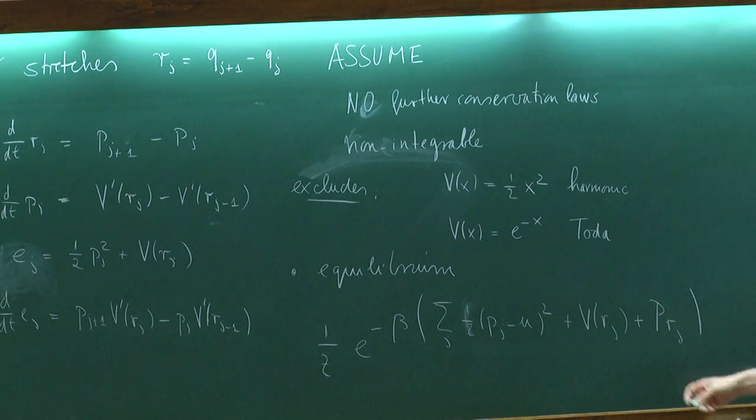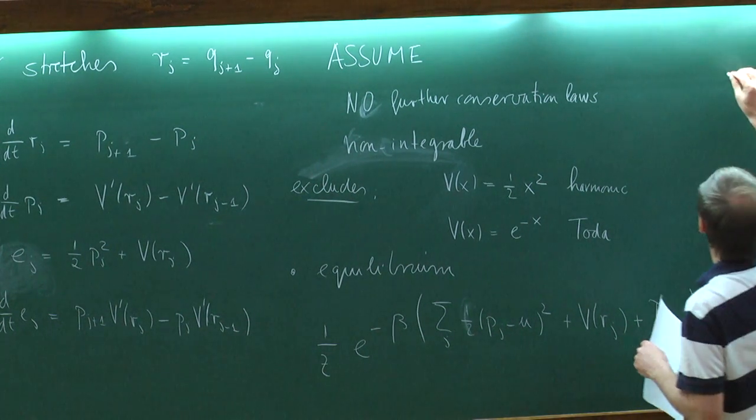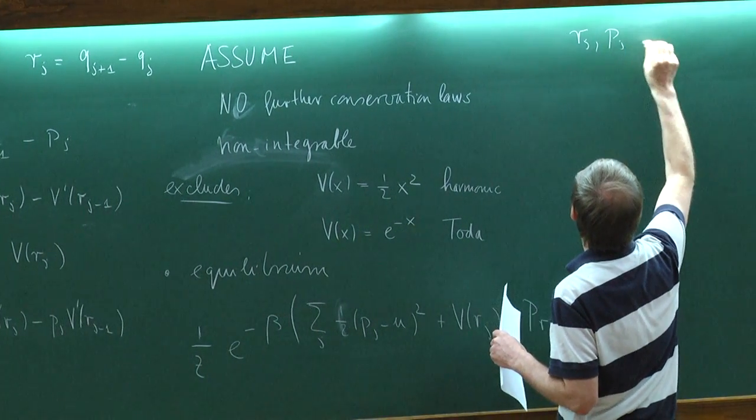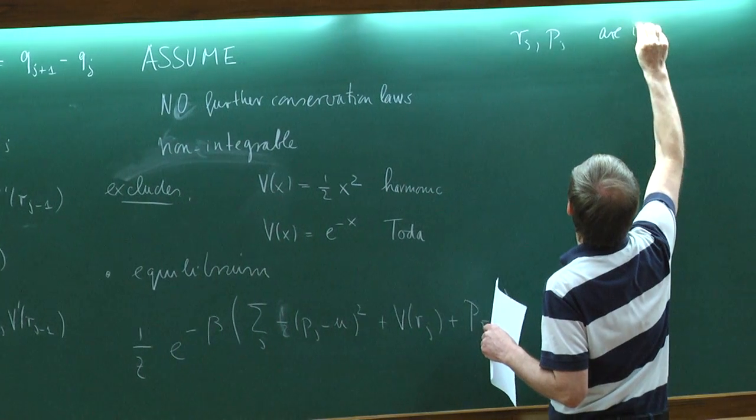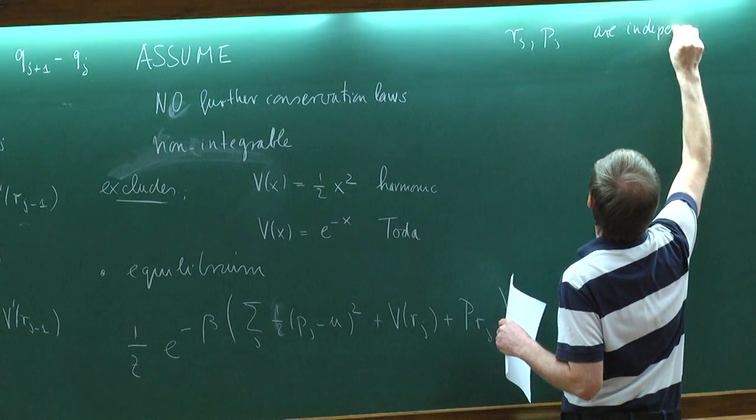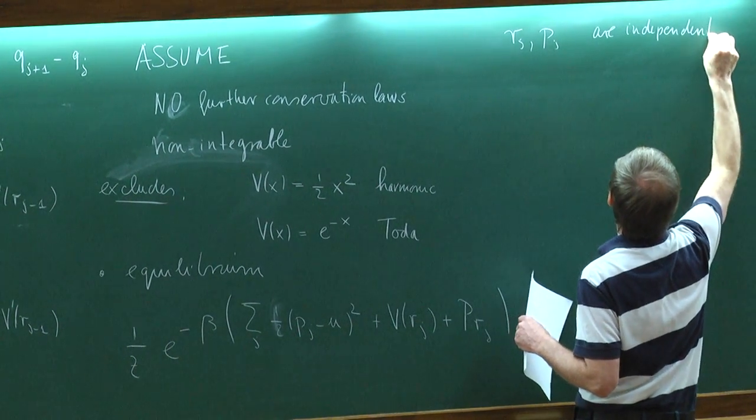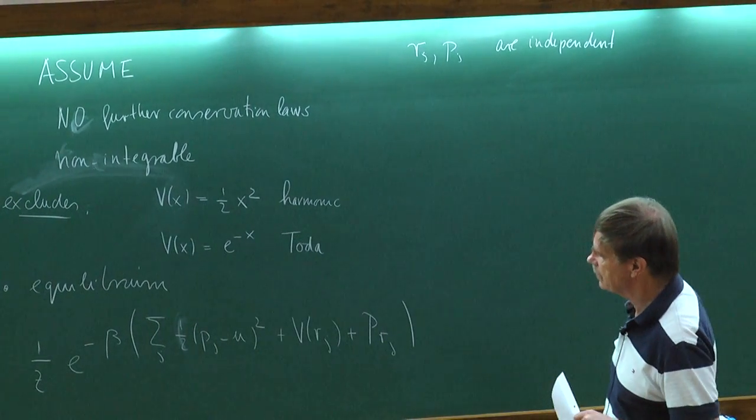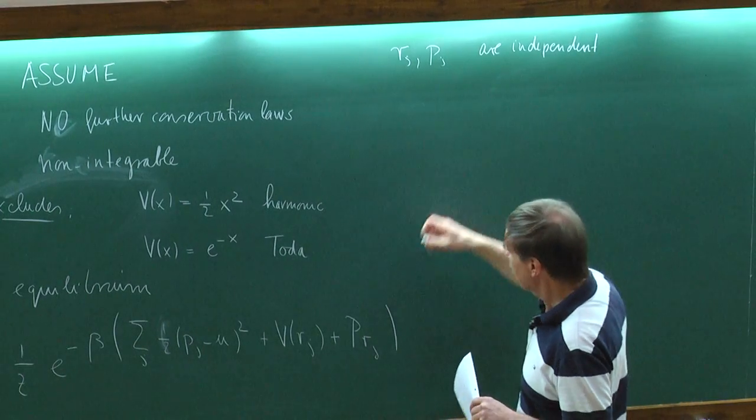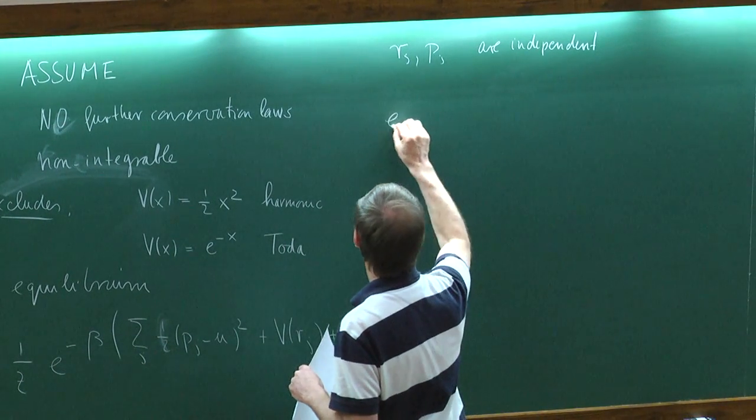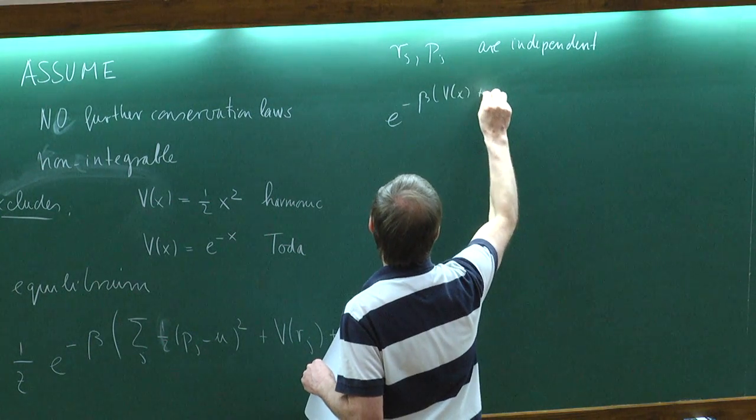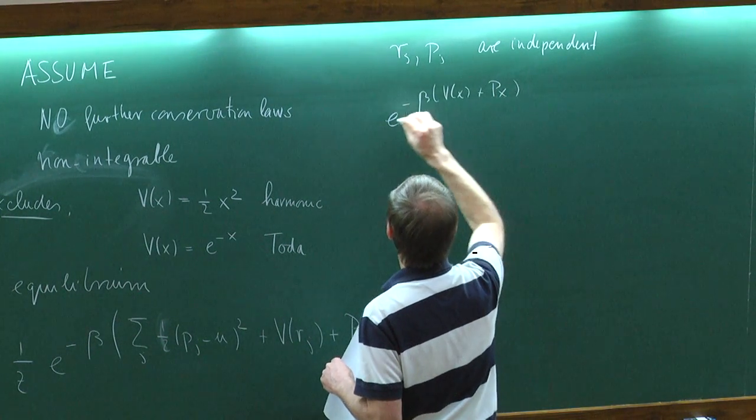Now the P, okay, so first of all, let's record this. So Rj and the Pj's are independent. And the Pj's have a distribution that is just a shifted Gaussian. And for the Rj's, I have the distribution e to the minus beta V of x plus P of x dx, right? 1 over c dx.